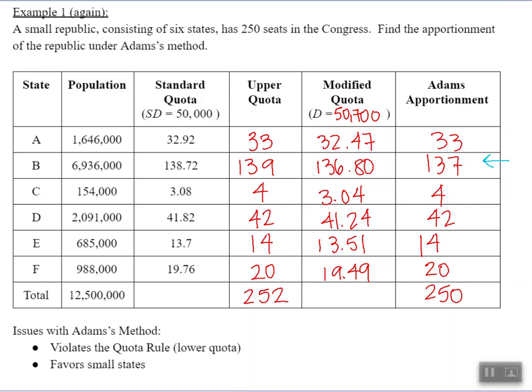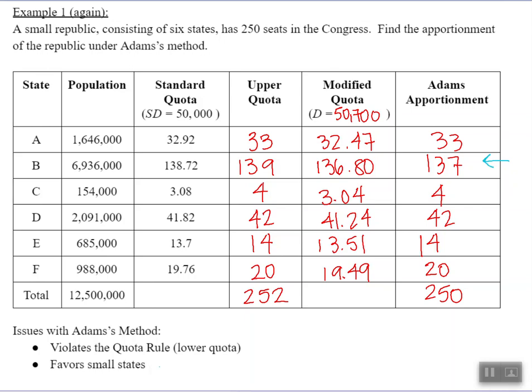Now, at the time that this method was proposed, Adams was a congressman from Massachusetts. At the time, Massachusetts was actually a medium-sized state, but I'm guessing he was sick of his state losing seats based on the Jefferson method to some of the larger states. So his method favors small states. Unfortunately for him, it was never actually implemented.